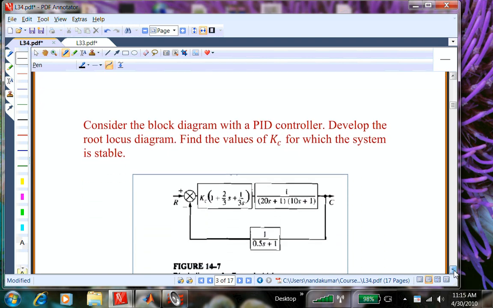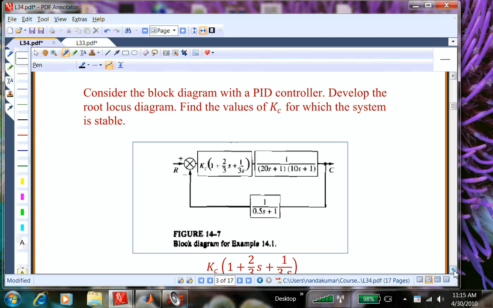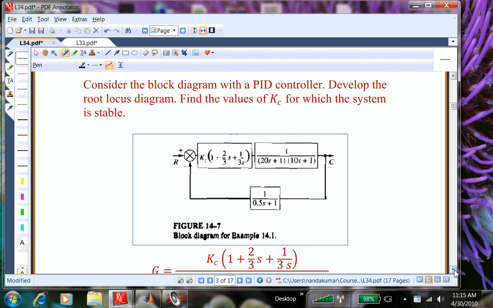Okay, another example. Now this is a PID controller. So you've seen PI, now you're looking at the PID controller. The controller itself is given here, Kc times 1 plus 2 over 3s plus 1 over 3s. Which is the derivative action? This is the derivative action, and that is the integral action. And this is a process, a second order process, and this is a measurement. Given this problem, find the value of Kc for which the system is stable.